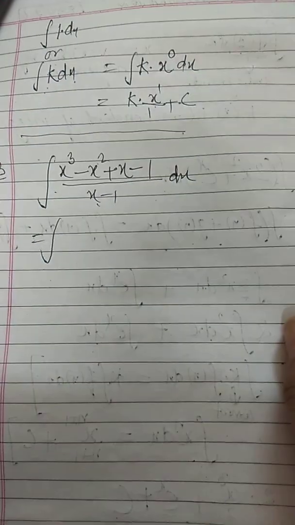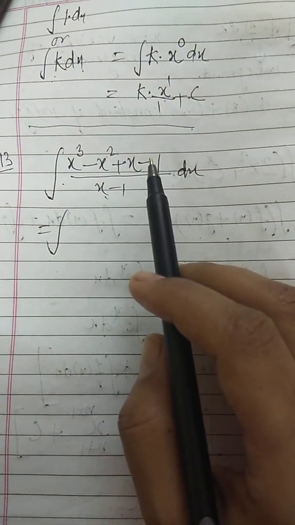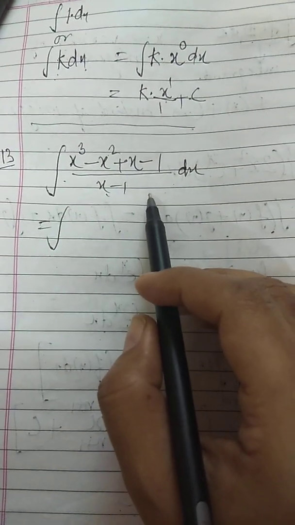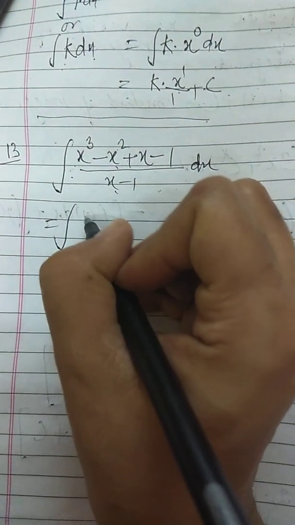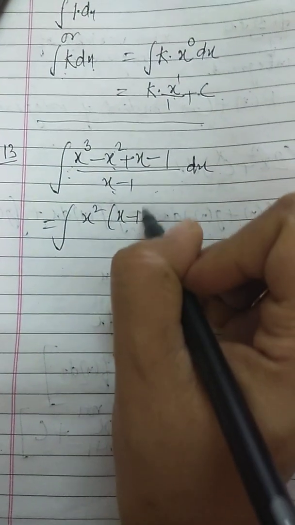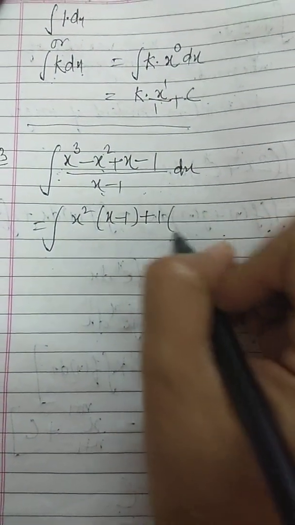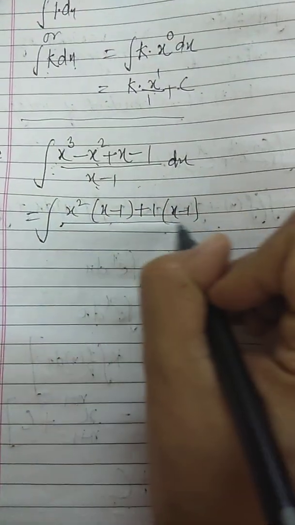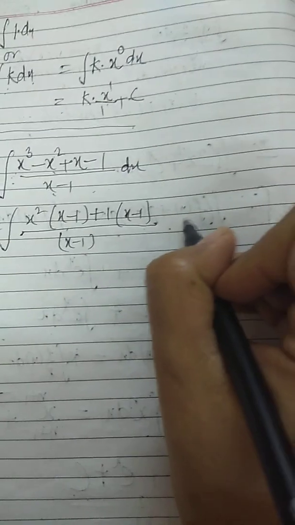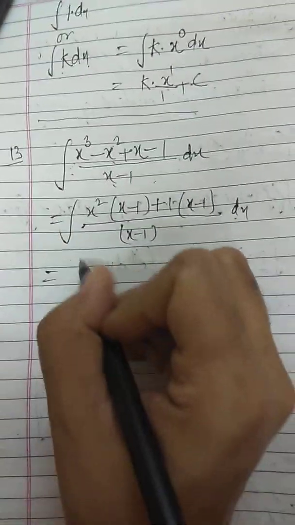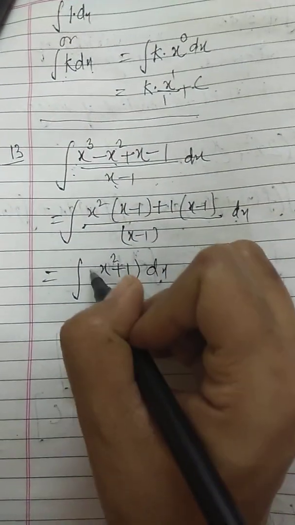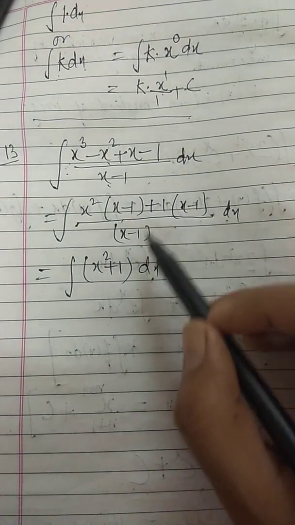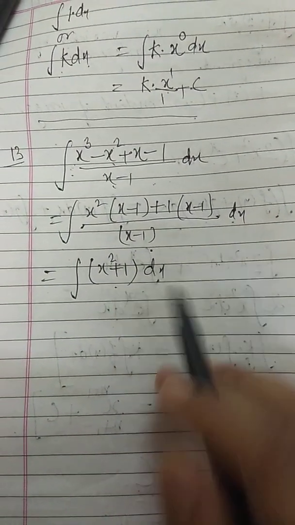So whenever the integral is there and the function is in the form of a rational function, the very first thing that we will do is check whether we can simplify the function or not. And here we can easily simplify it. If I take x square common, I get x minus 1. Here also if I take plus 1 common, it is x minus 1. So when I take x minus 1 common from the numerator, I am left with x square plus 1 dx, because it gets cancelled with the denominator term, and this will be left.